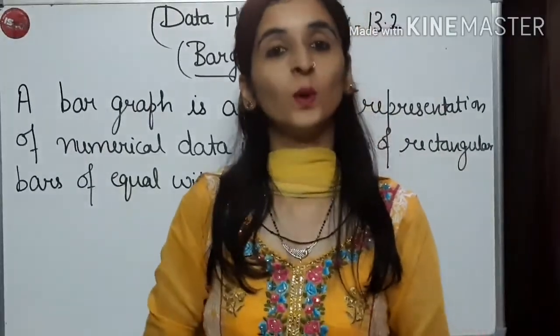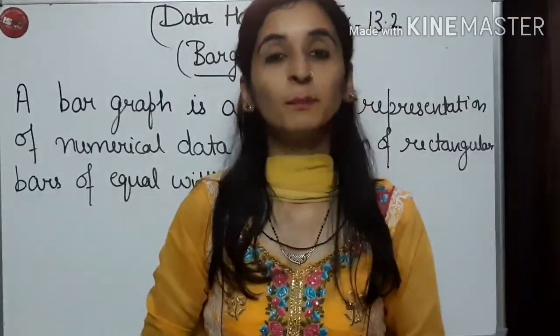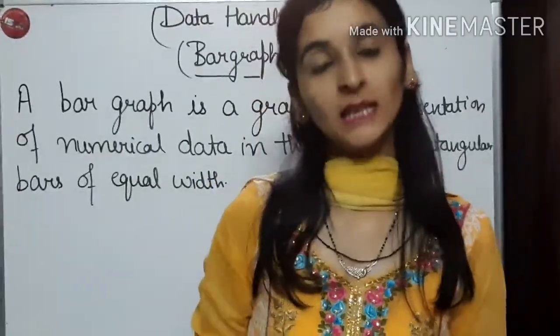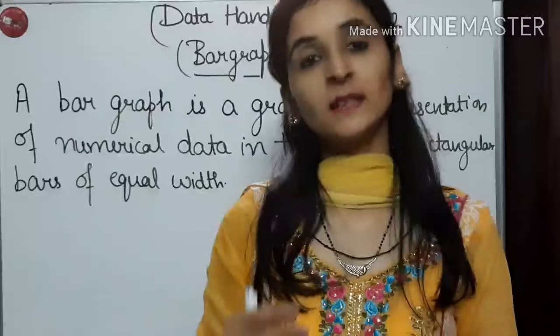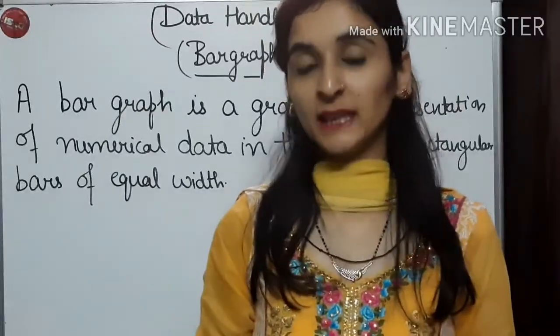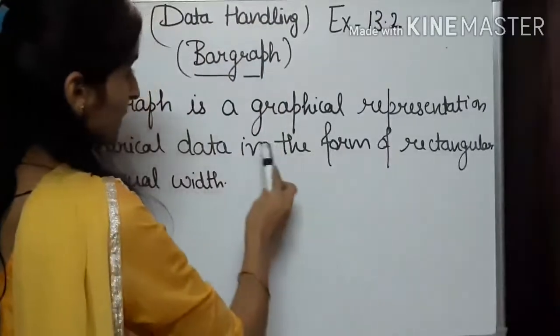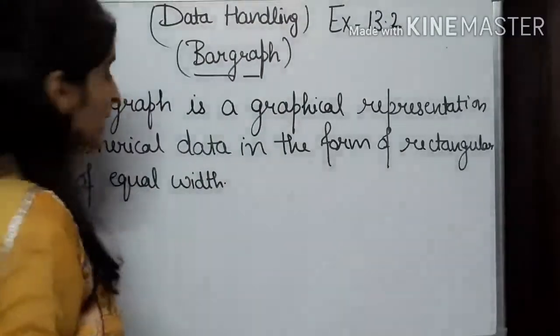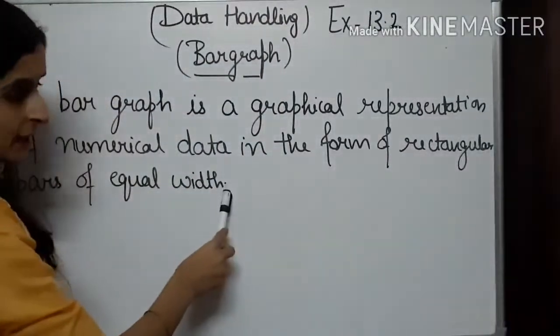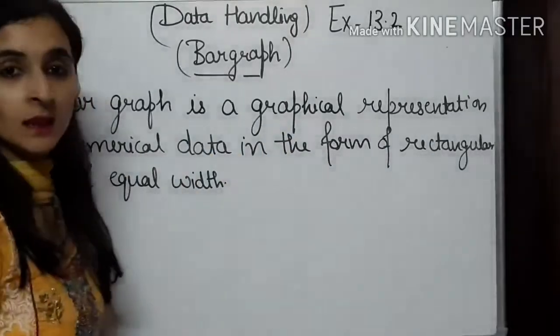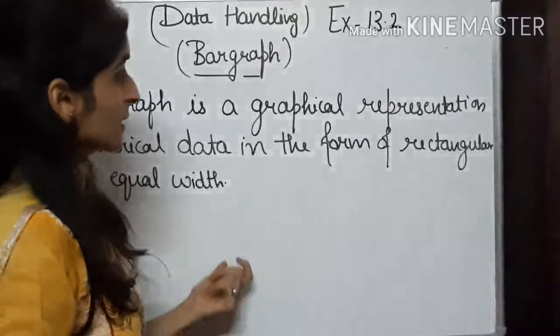So first of all, you must know what is a bar graph. We have already done it, but still, to recall that topic, I am going to explain again what a bar graph is. A bar graph is a graphical representation of numerical data in the form of rectangular bars of equal width.